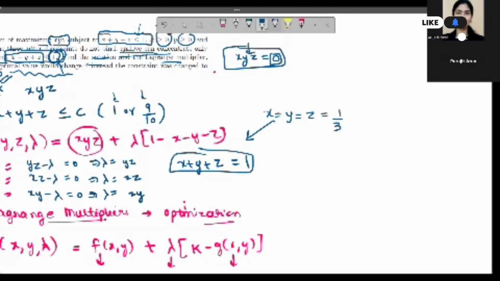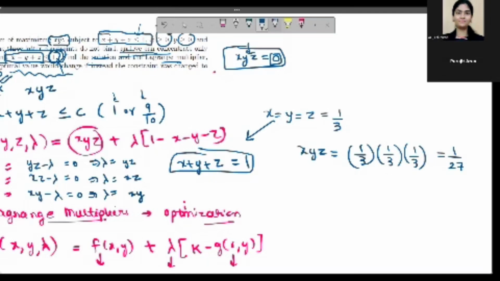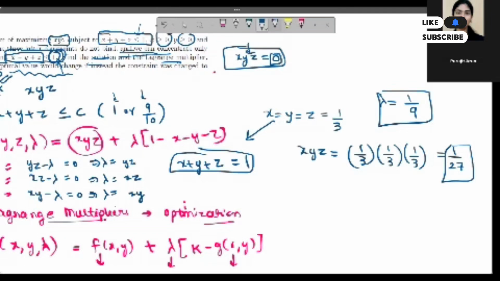Yes, ma'am. So now my function is... Ma'am, the lambda value we have to find now. 1 by 3. Ma'am, lambda is 1 by 9, and the function is this. Now it is asking me to change it to 9 by 10.